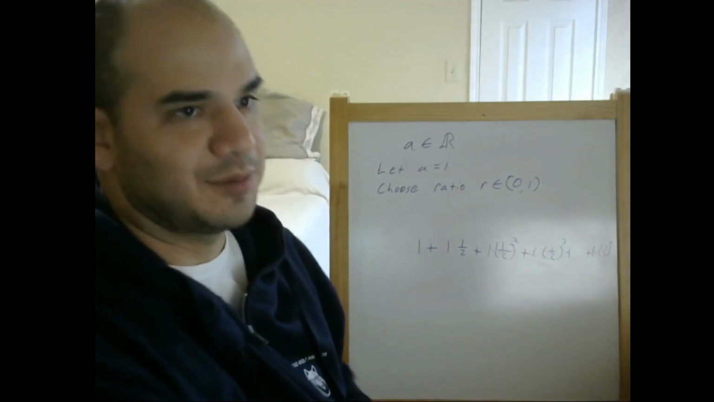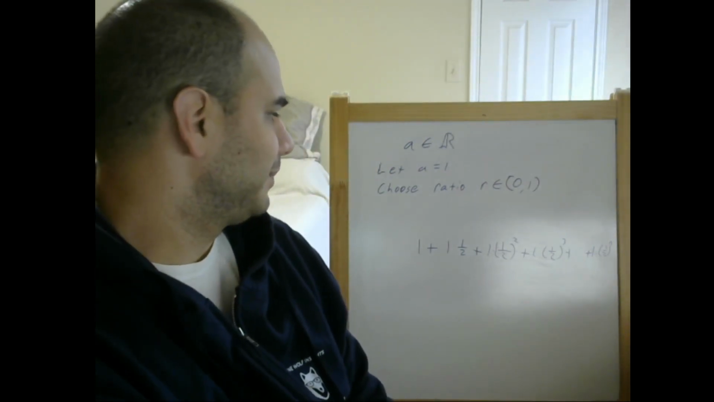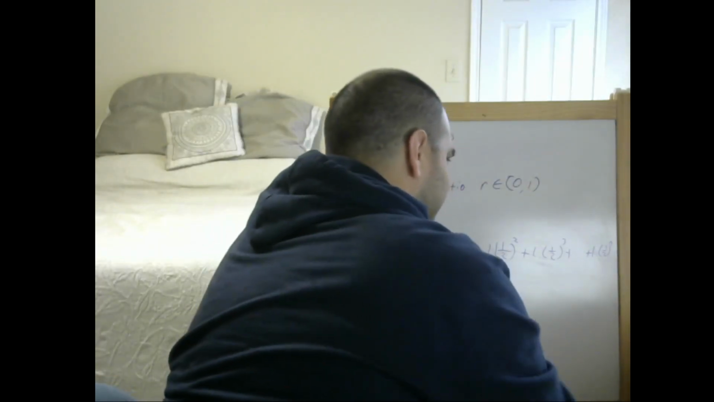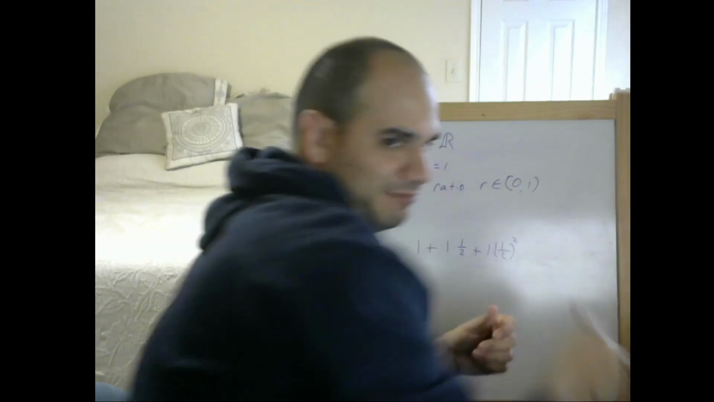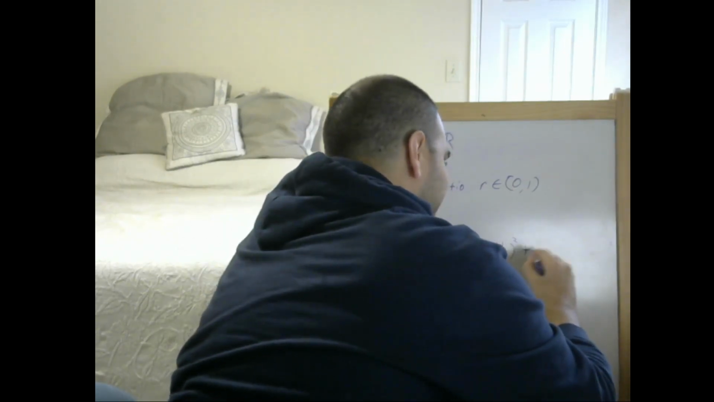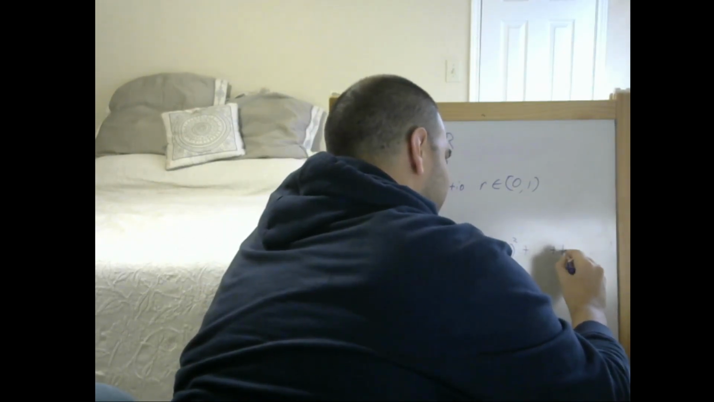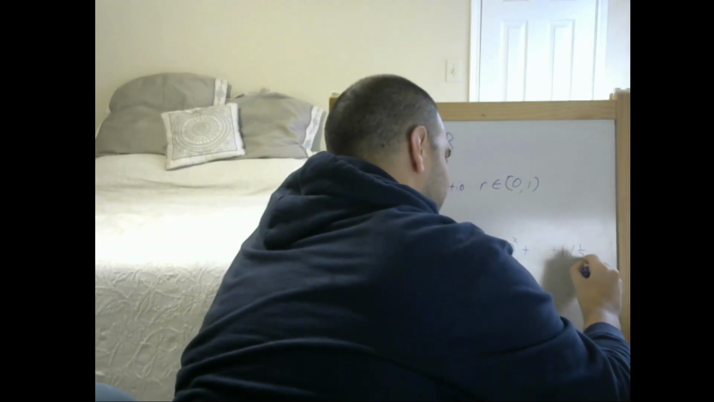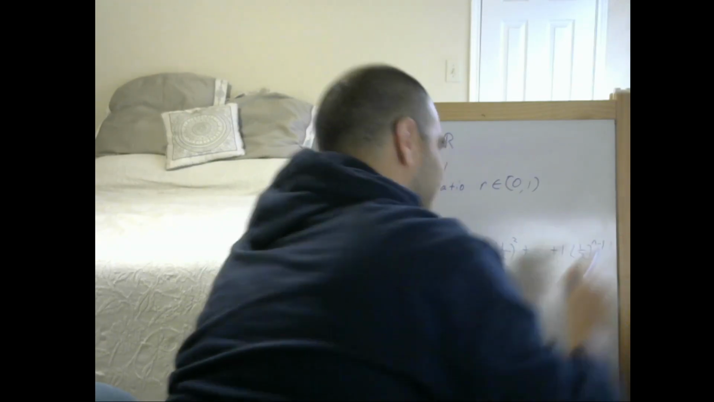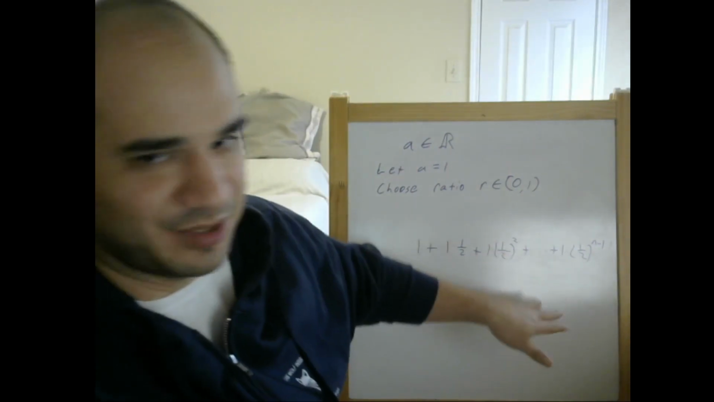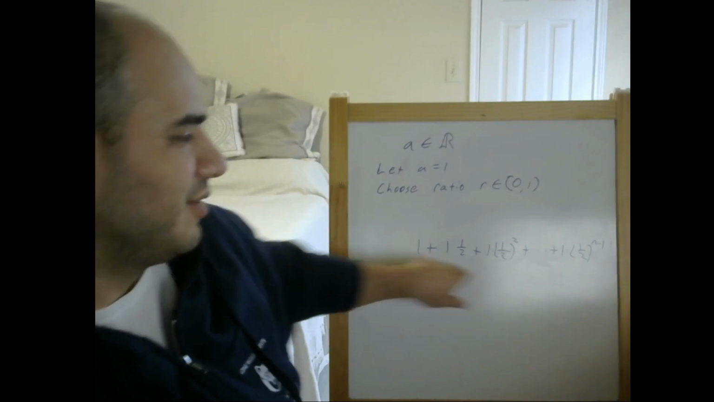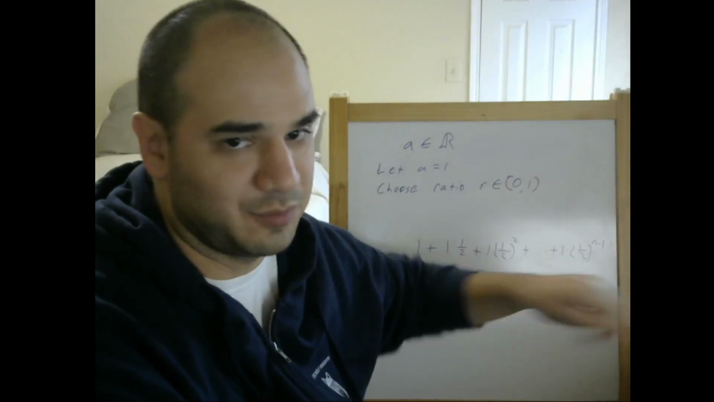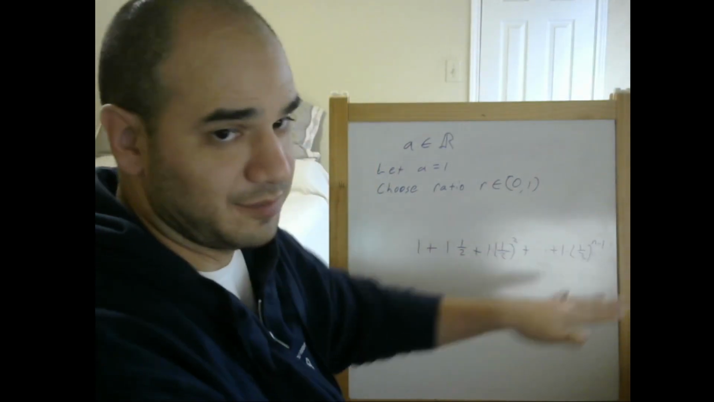Okay, so let me just change the notation. All of the other terms are there, and we go up. We have n terms where we go from the power 0 all the way up to the power n minus 1. So there's n terms here.